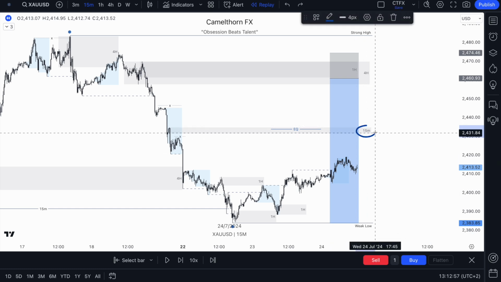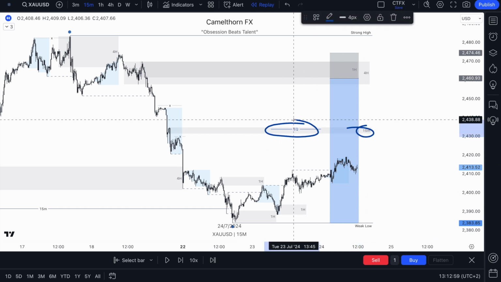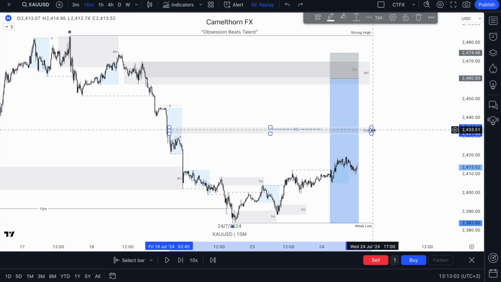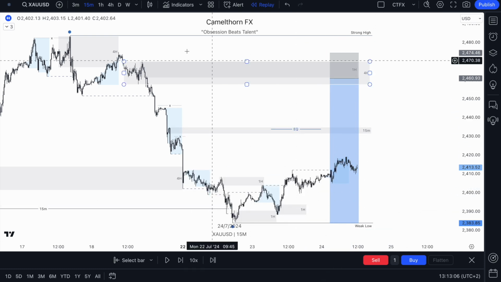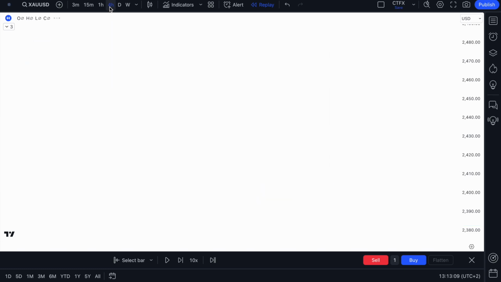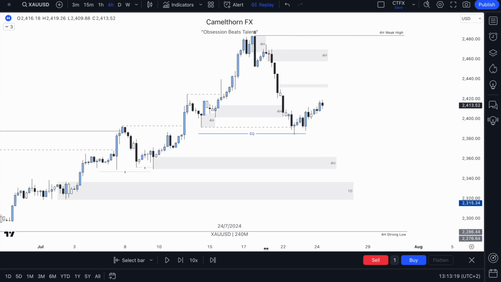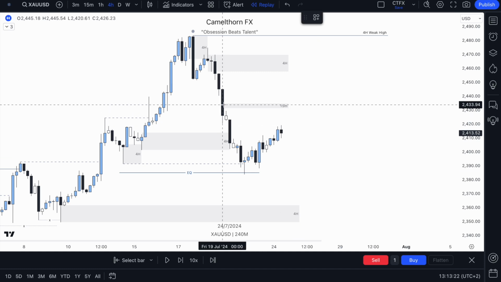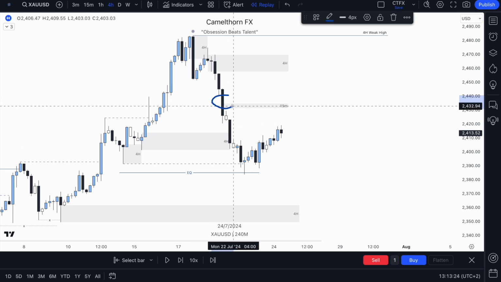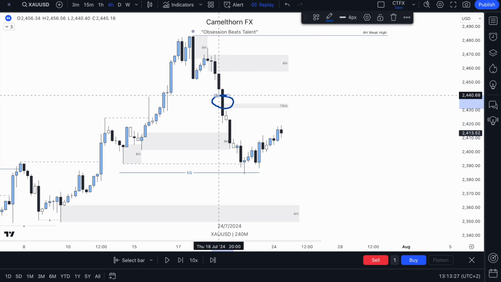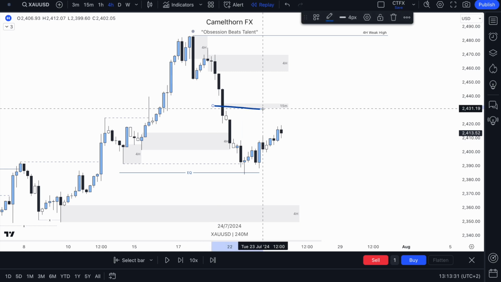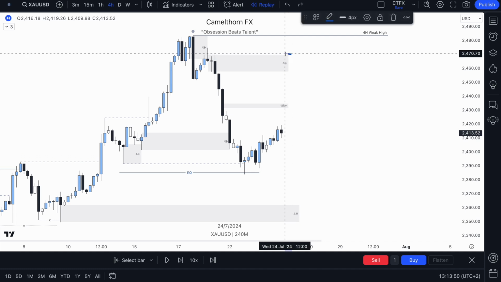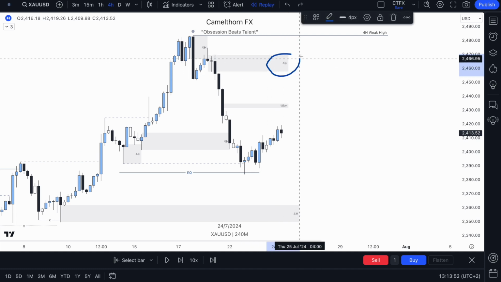Secondly, as much as this 15-minute POI sat at the EQ of our bearish 15-minute range, if we look at where it is located relative to our 4-hour time frame, we can see that it sits within this large imbalanced area in here. Based on my trading approach, I do not trade from imbalanced areas. And this is one of the main reasons why I focused more on looking for potential shorts from this 4-hour supply.